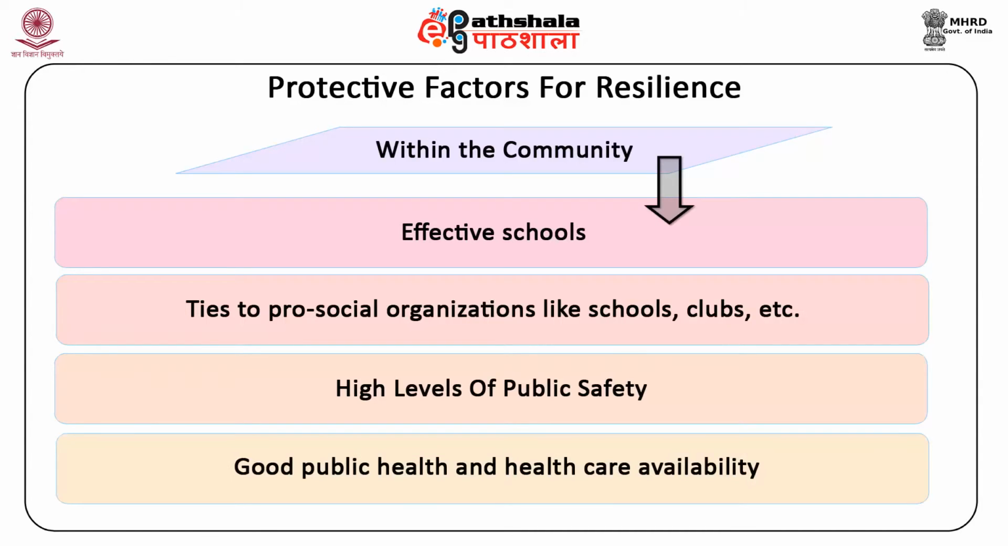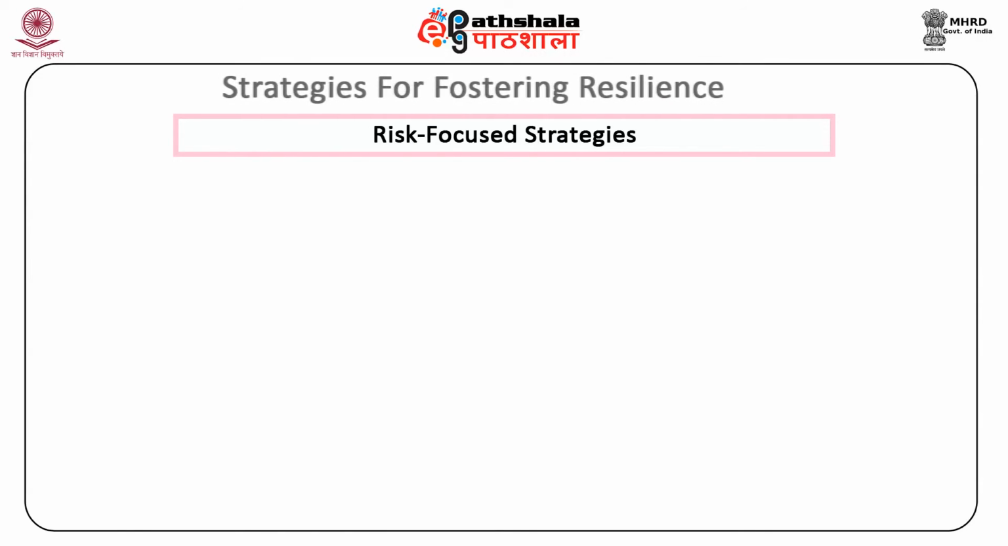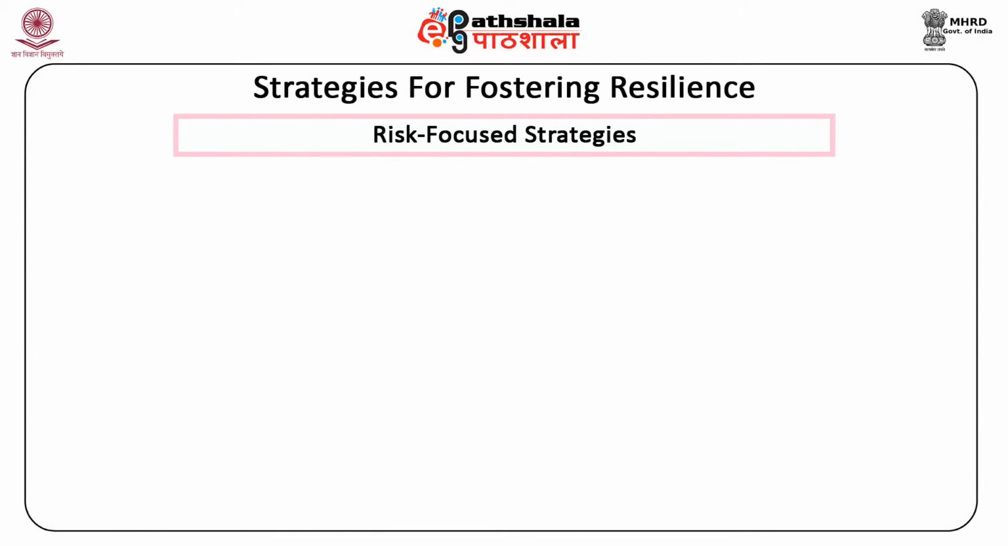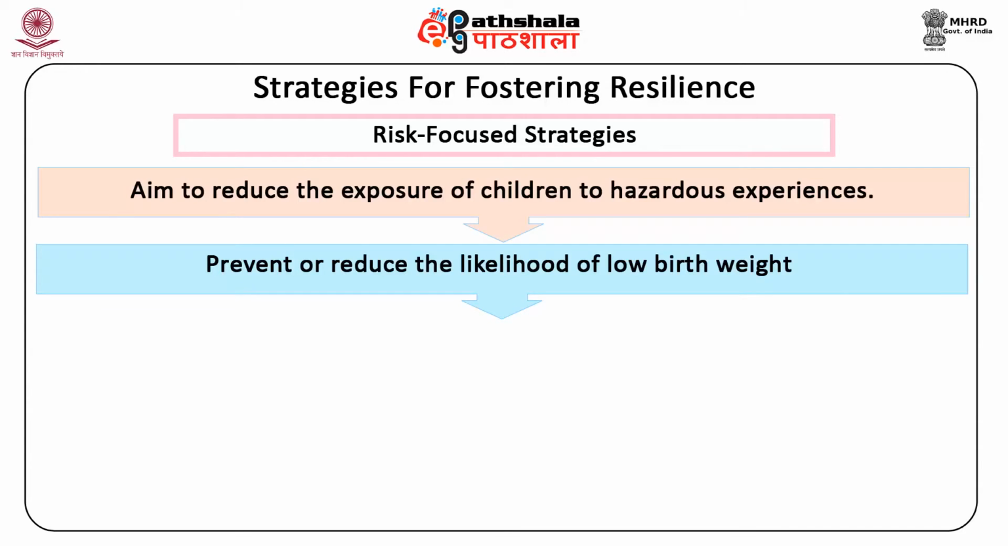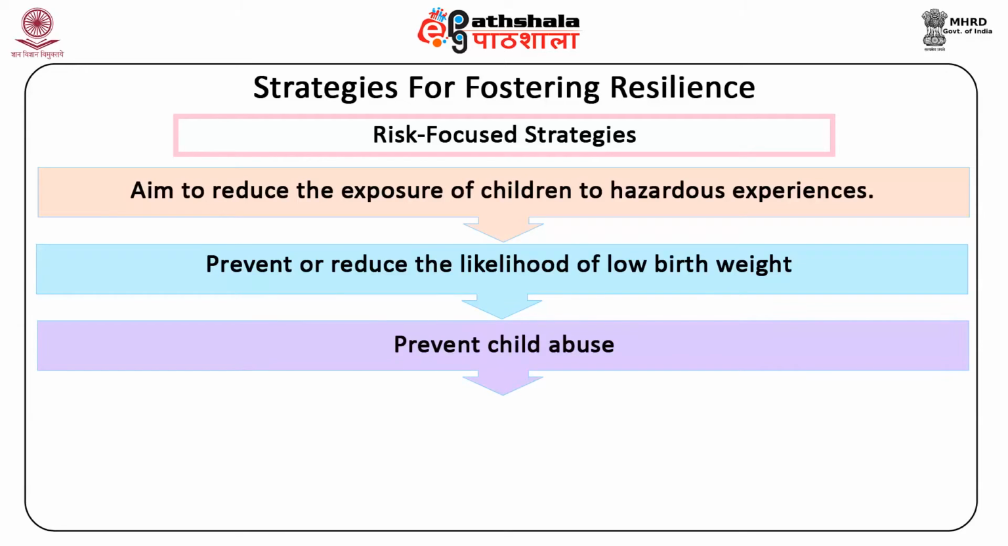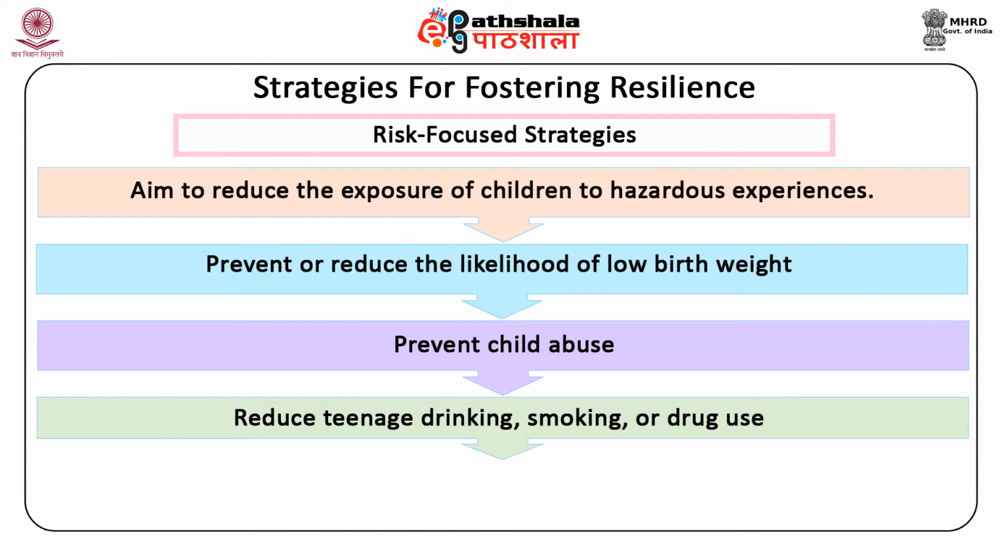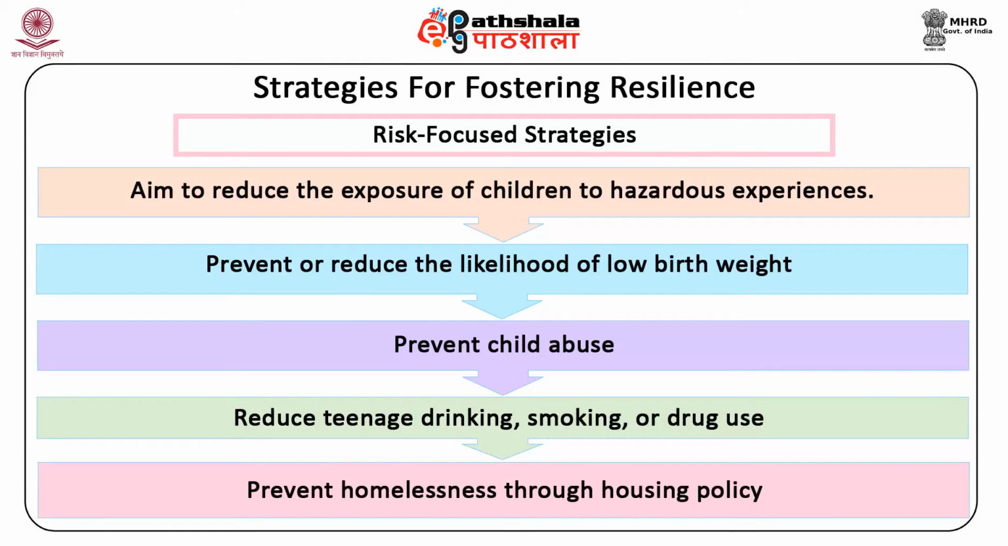Within the community, effective schools, ties to prosocial organizations like schools, clubs, etc., high levels of public safety, good public health and health care availability. Risk-focused strategies: preventing or reducing risk and stressors. These strategies aim to reduce the exposure of children to hazardous experiences, prevent or reduce the likelihood of low birth weight or prematurity through parental care, prevent child abuse or neglect through parent education, reduce teenage drinking, smoking, or drug use through community programs, prevent homelessness through housing policy or emergency assistance.